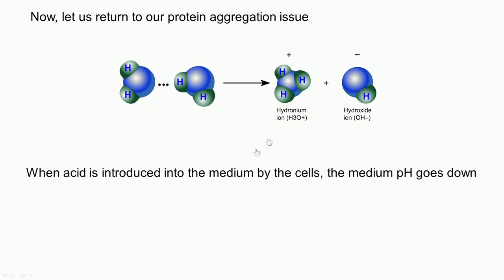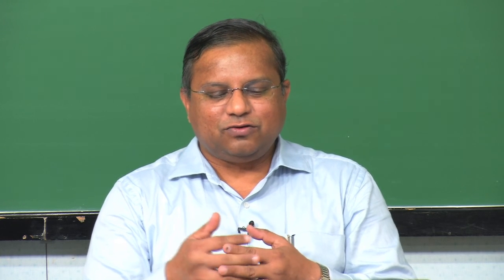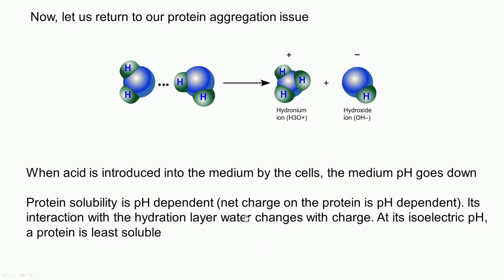When acid is introduced into the medium by the cell, the medium pH goes down further. The hydronium ion and hydroxide ion concentrations vary. H plus forms hydronium ions, and therefore this starts going up, and the pH starts going down. The protein solubility is pH dependent, because the net charge on the protein is pH dependent. This is a zwitterionic molecule, and at various different pHs the net charge on the protein could be very different because of the nature of the amino acids that make up the protein.